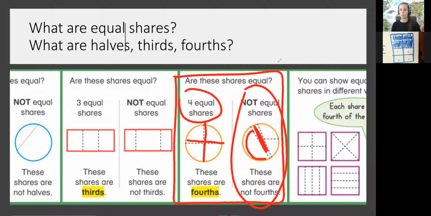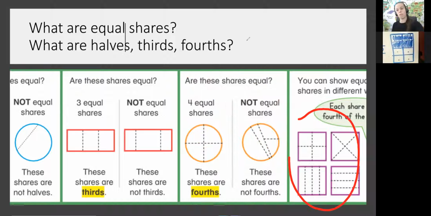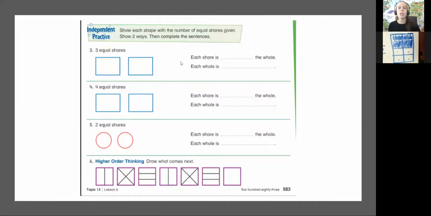I'm not about that. Now you can show fourths. Look at all these ways you can show fourths. You can divide it all kinds of different ways and it's still equal parts. So let's go to the next page. Let's take a look at some of our book here. Let's work on some vocabulary. I'm always pushing that vocabulary and making sure that you're using the right words.